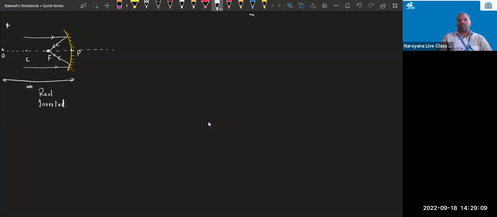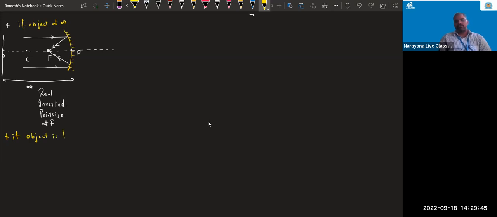Are you understanding or not understanding? Inverted. Remember this point also. And what is the size of this image? Here the object is very much bigger, but the image is highly diminished, or point size. The image is point size, formed at the point of focus. Okay, that is the first case, if the object is at infinity.